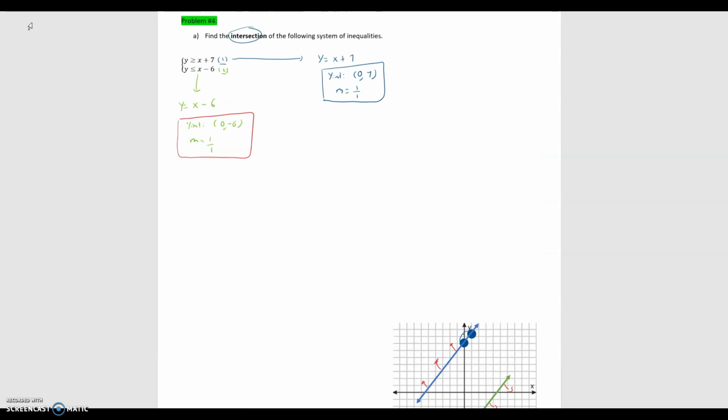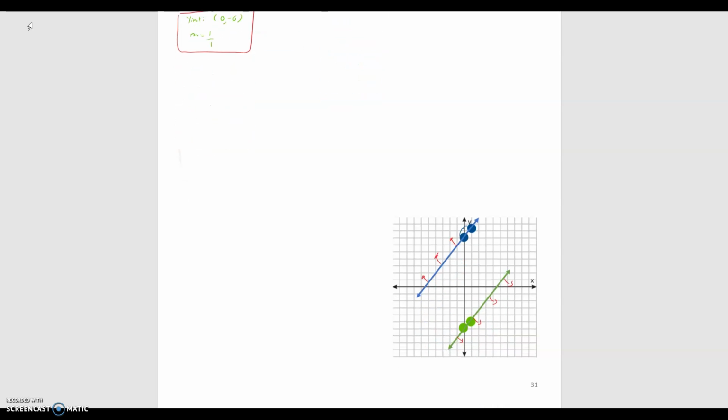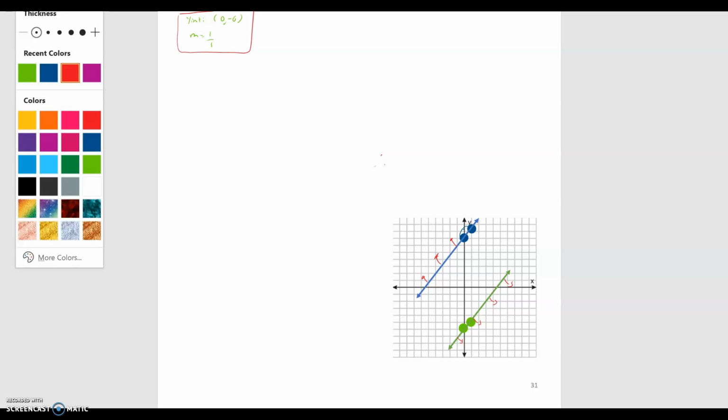Now, they're asking for the intersection. In this case, the intersection is not going to have a solution, so we won't be doing any shading. We would just put the boundaries. We do have to mention that this is a no solution.